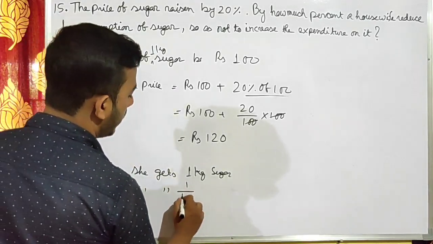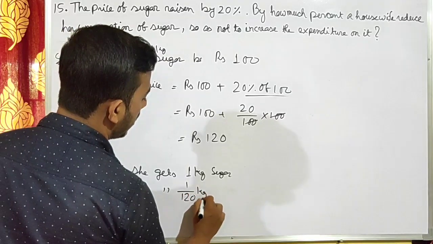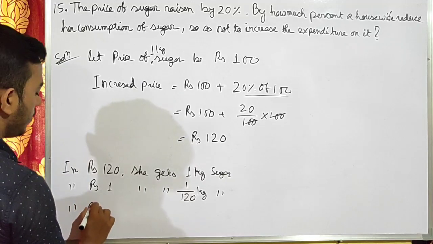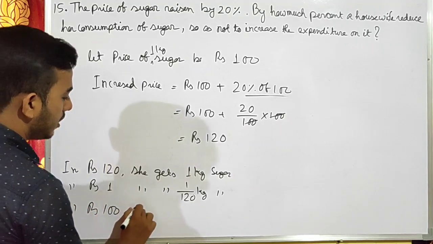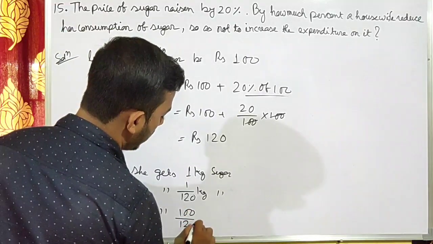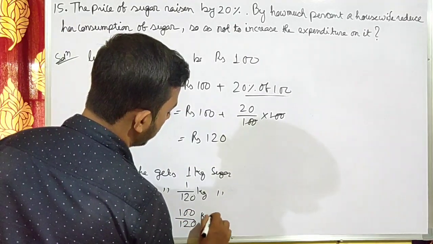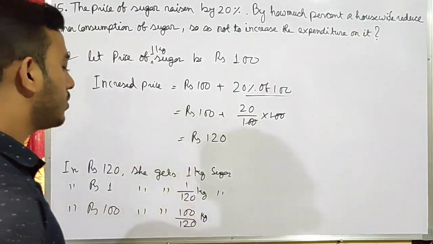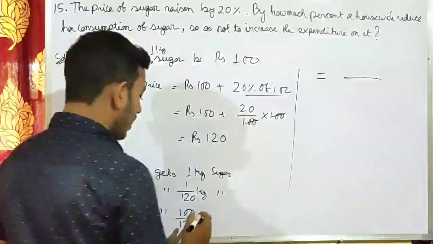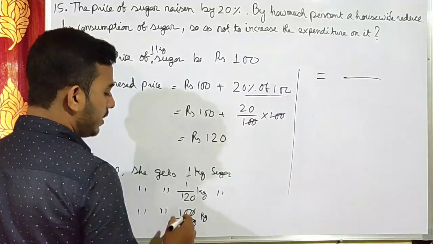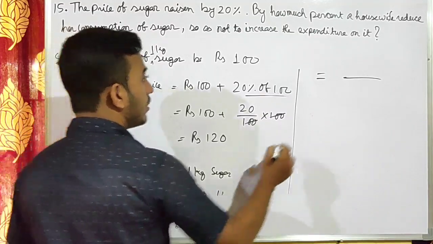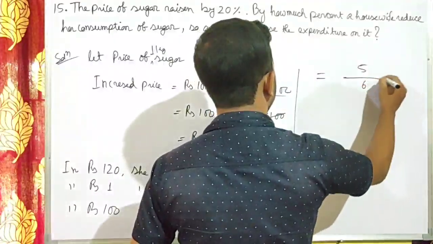So in rupees 1 she gets 1 by 120 kg, isn't it? This is the unitary method. Then in rupees 100 she gets 100 by 120 kg sugar. Here the 0 cancels, then 2 fives, 2 sixes, so it is 5 by 6 kg.